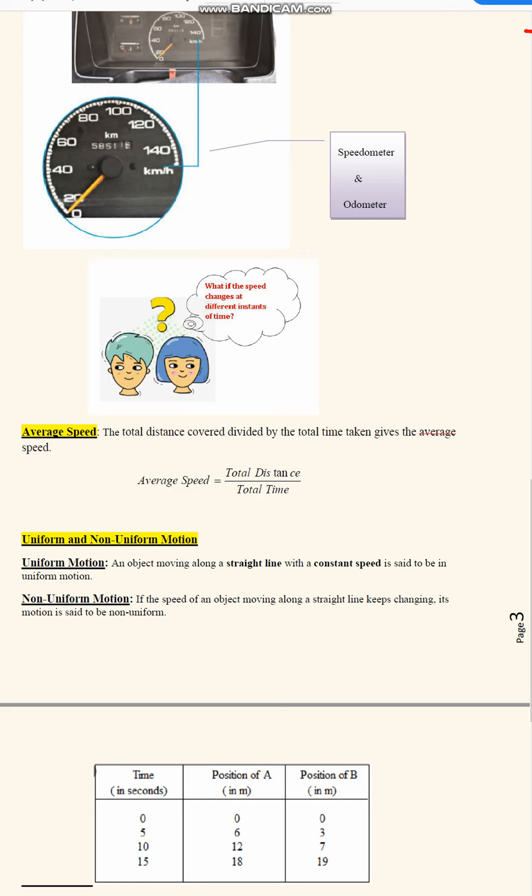Children, the next topic is uniform and non-uniform motion. Please note that a uniform motion is the motion that is along a straight line and at a constant speed. Along a straight line and at a constant speed. And if an object moves with a changing speed, with a variable speed, or not along a straight line, then it is said to have non-uniform motion. That is, if an object is moving with variable speed or it is not moving along a straight line or both, then it is said to have non-uniform motion.